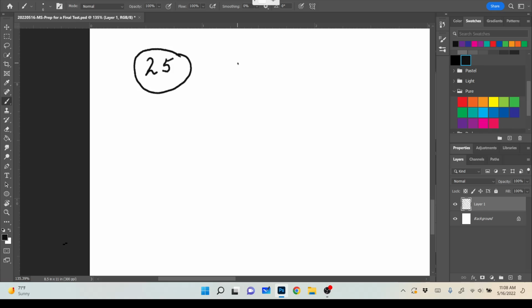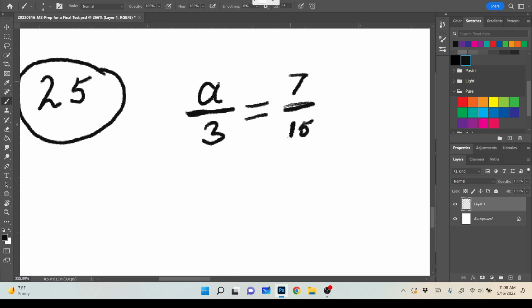A over 3 equals 7 over 15. That's still a bad choice, but it's fine. How do we solve that? Cross multiply. We cross multiply because that's an equals, because it's a proportion.